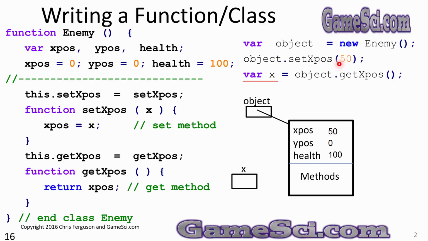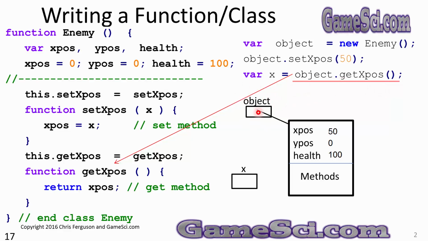Returning to my calling code, I'll drop down to the next line. We'll declare a variable x, a simple variable x. X is not part of an object. X is outside the object, so I'm drawing it outside the object. We've declared the variable x, and now we're going to call object.getExposition.